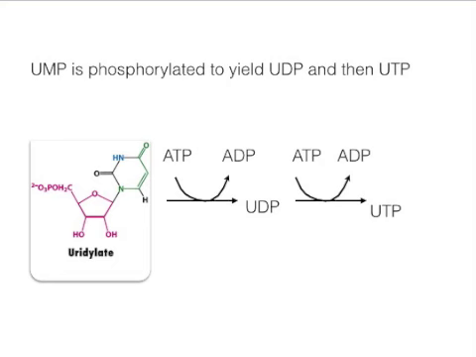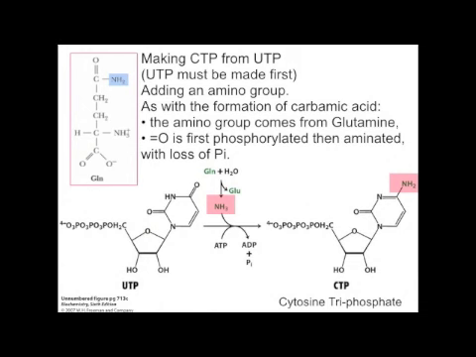But the next thing that happens is we're going to add an amino group from glutamine, which is a really good amino group donor. And so first we're going to phosphorylate, and then we're going to hydrolyze the amino group from glutamine and transfer it to UTP to make CTP. And so the process of going from UTP to CTP is an amination.